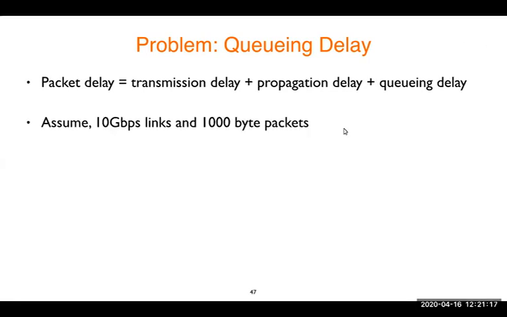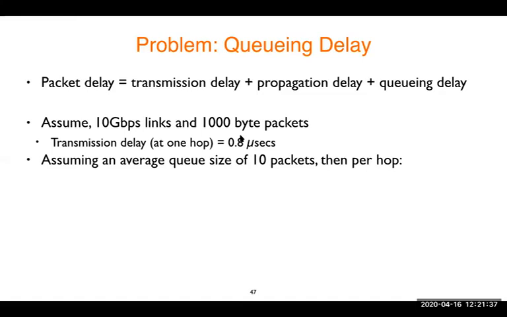To put some numbers here, let's say we had a 10 gig link and a 1,000 byte packet, so 8,000 bits. Your transmission delay for one packet at one hop, if you divide 8,000 bits by 10 gig, is 0.8 microseconds. That's how long it takes to transmit one packet at one switch. Now say that on average I have a queue size of 10 packets. When a packet arrives, it can't be transmitted immediately. I have to wait for, on average, 10 other packets to be transmitted.